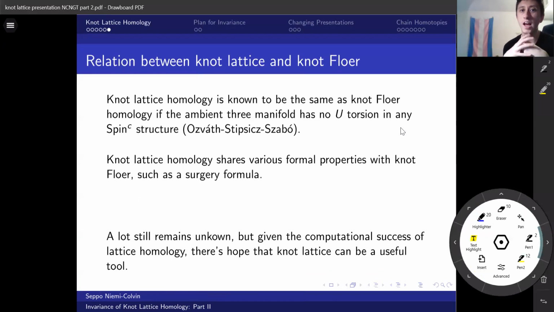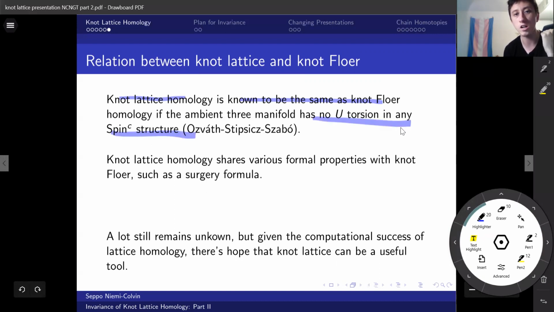The relation between knot lattice and knot Floer is more shaky than the relationship between lattice homology and Heegaard Floer, though hopefully it should be the same, just less explored. Still, we do know that knot lattice homology is going to be the same as knot Floer homology if the ambient 3-manifold has no U-torsion in any spin-C structure. This is a common enough thing in Heegaard Floer, or rather at least a common and important enough thing that has a name as an L-space.